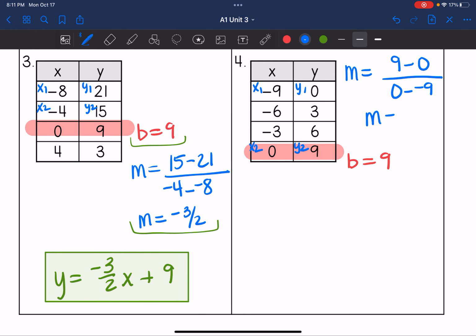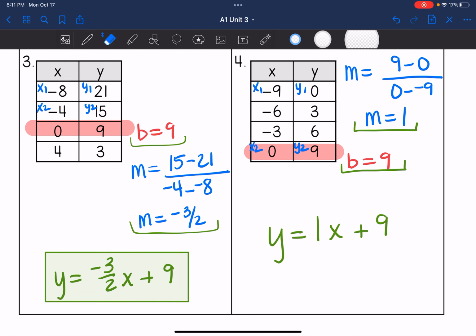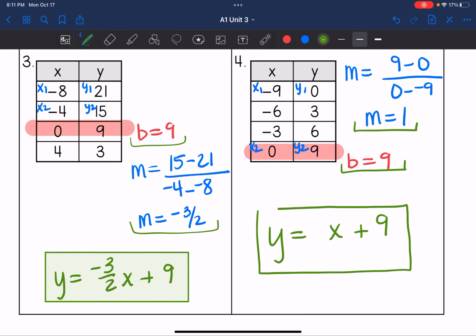When you put that into the calculator, this is a whole number. I actually get +1. Okay, so here's our slope. Here's our y-intercept. We just got to put it together. So normally you would write y equals 1x plus 9. And that is correct. But whenever it's a 1, you don't need to write it. So I'm going to erase it. We just need y equals x plus 9. And that is the linear equation that goes with that table.